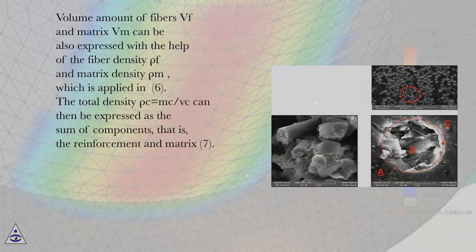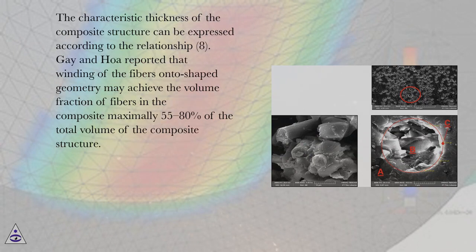Volume amount of fibers Vf and matrix Vm can be also expressed with the help of the fiber density ρf and matrix density ρm, which is applied in 6. The total density ρc equals mc/Vc can then be expressed as the sum of components, that is, the reinforcement and matrix, 7. The characteristic thickness of the composite structure can be expressed according to the relationship, 8.